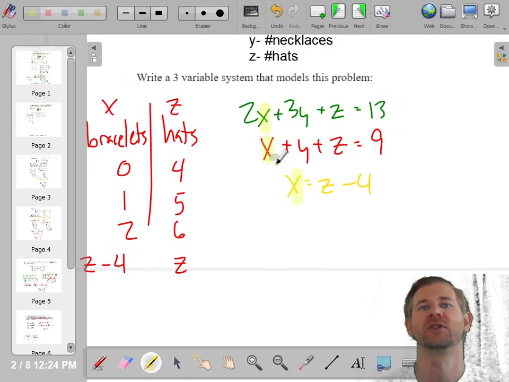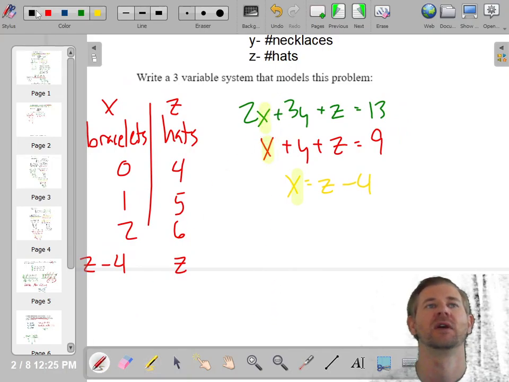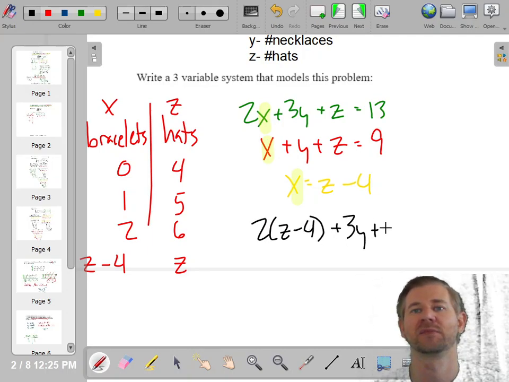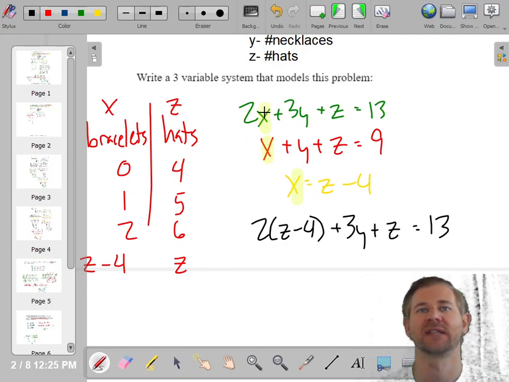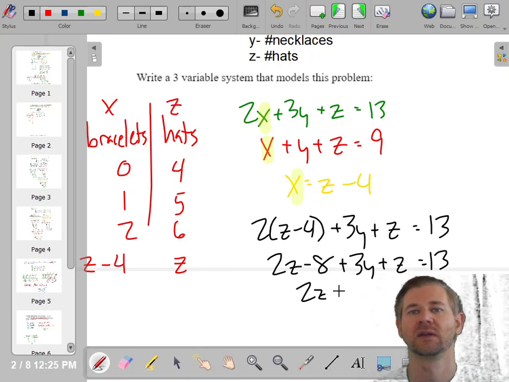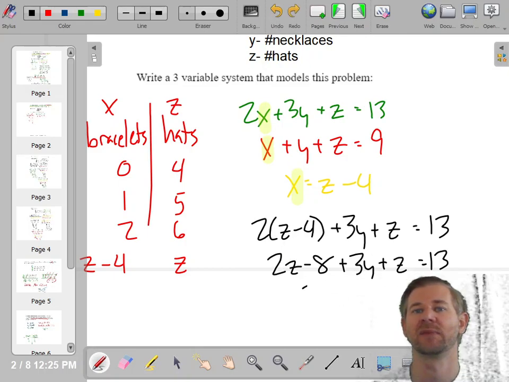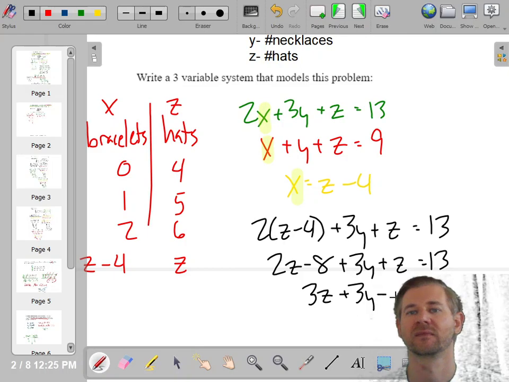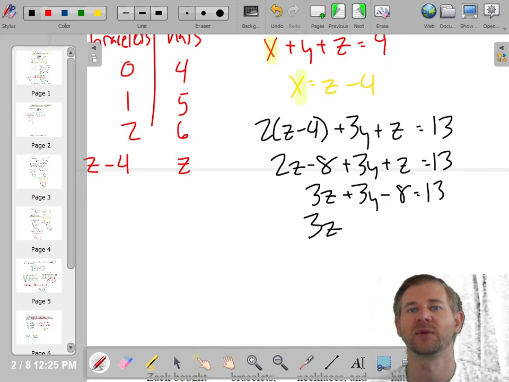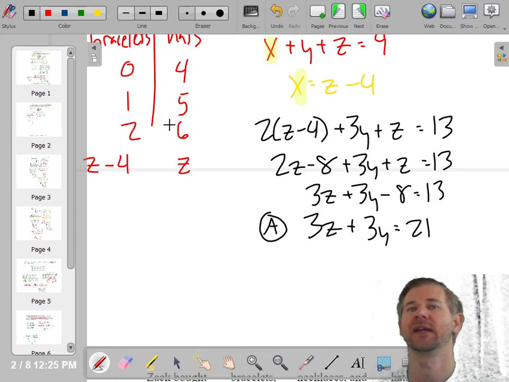So I'm going to use my substitution to eliminate a variable. In the top equation, 2 times z minus 4 plus 3y plus z equals 13. So instead of x, I put z minus 4. 2z minus 8 plus 3y plus z equals 13. We can combine like terms. 2z and 1z make 3z. And probably the easiest thing to do is to add that 8 to both sides. 3z plus 3y equals, if you add 8 to both sides, 21. That's my A equation.